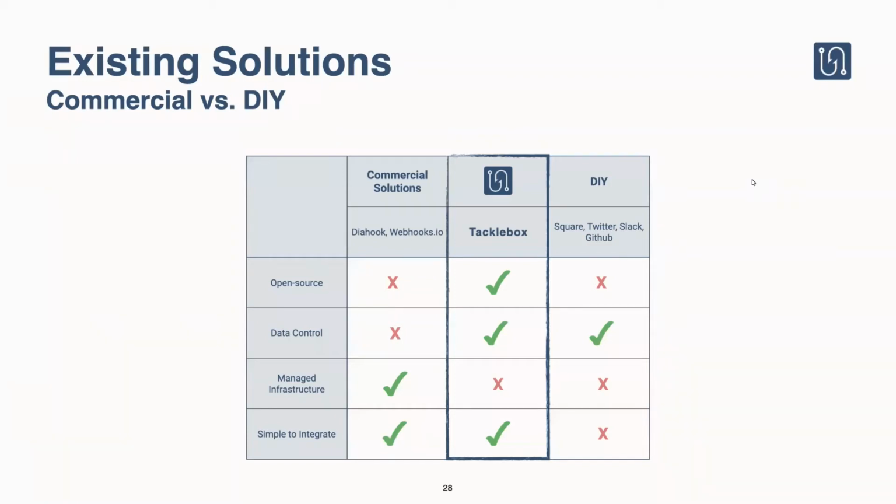As we saw earlier, there are a number of large existing companies that offer webhooks to their customers, like GitHub, Stripe, Twitter, and Square. They had to build their own solutions in-house and manage their own infrastructure, but by accepting those trade-offs, they were able to have control over their data and customize their solution to better suit their business needs as they changed. By examining the pros and cons of each approach, we set out to create an open source framework that's easy to deploy and manage, and that's where Tacklebox comes into play.